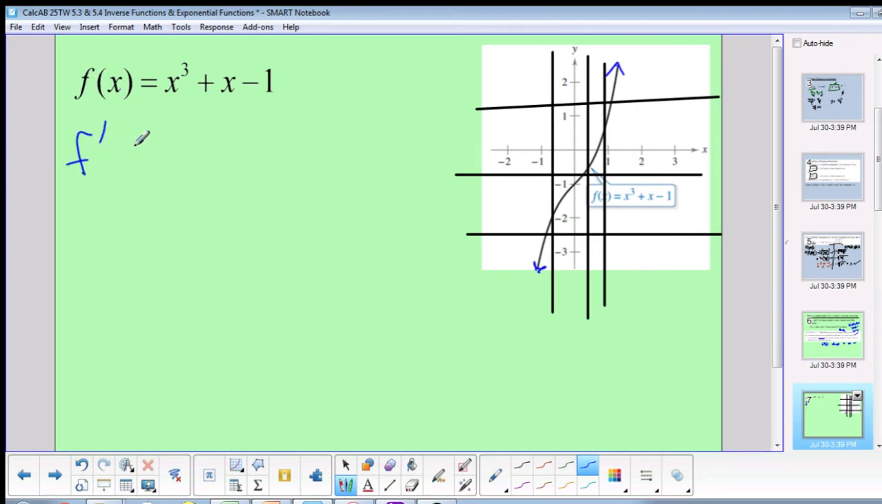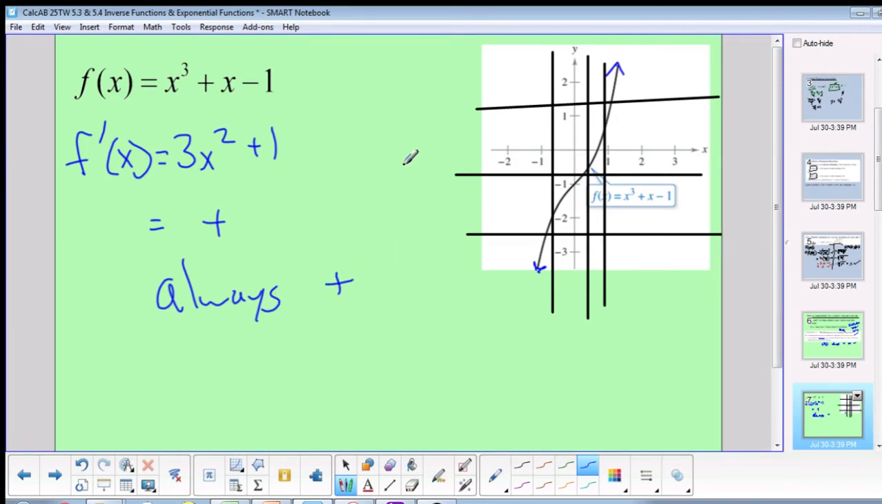So I'm going to take the derivative of that function, f prime of x, is going to be 3x squared plus 1. What's cool about this is it's always going to be positive, because no matter what you put in for x, 3x squared is always going to be a positive number or 0. So in the worst case, this is 0, you're going to have plus 1. So it's always positive. So that's monotonic. So we're good. That has an inverse. Yay.